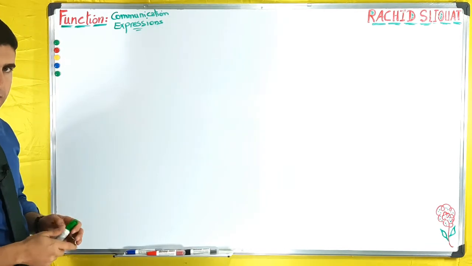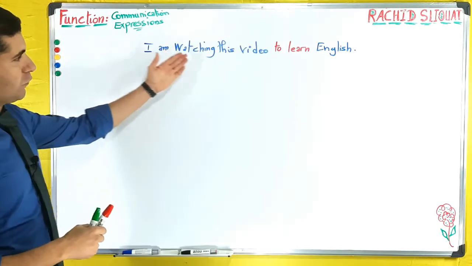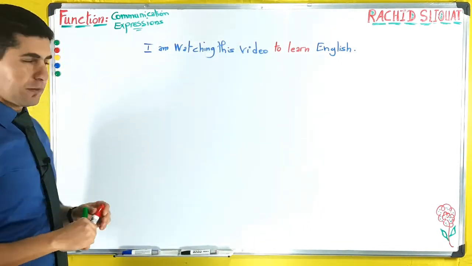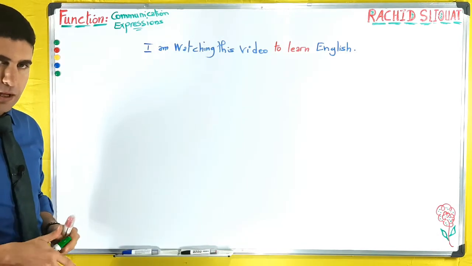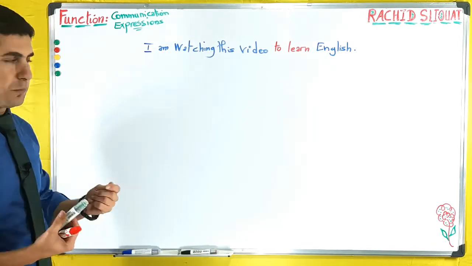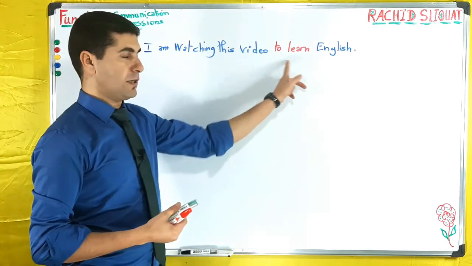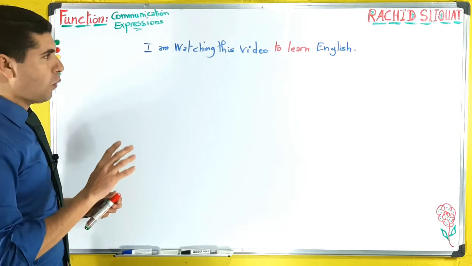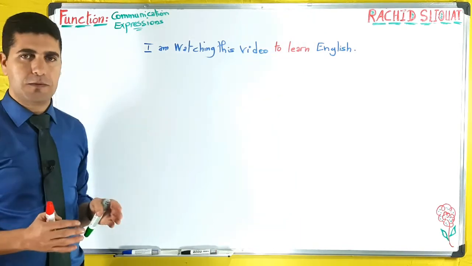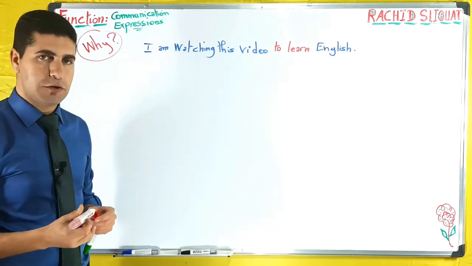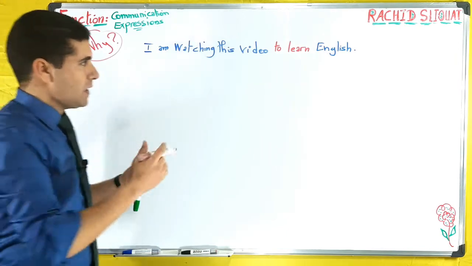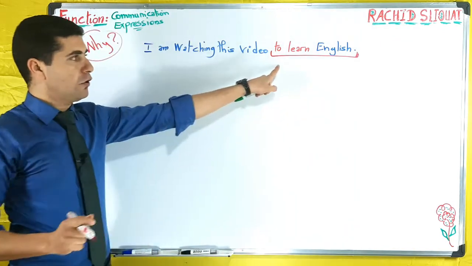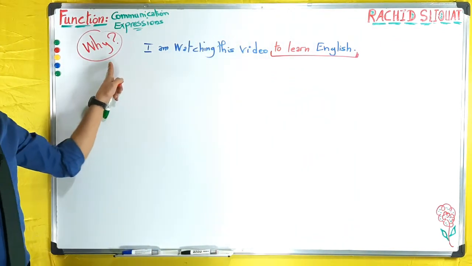Let's start with this example. I am watching this video to learn English. Now here, as you can see, we have "to learn" in a different color. Here, I can ask a question and say, why are you watching this video? I am watching this video to learn English. So "to learn English" is the answer to this question, why?